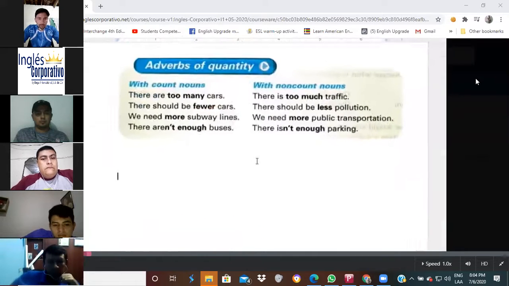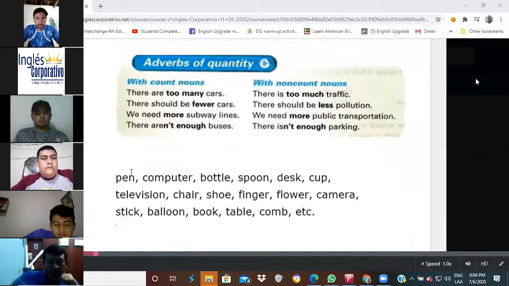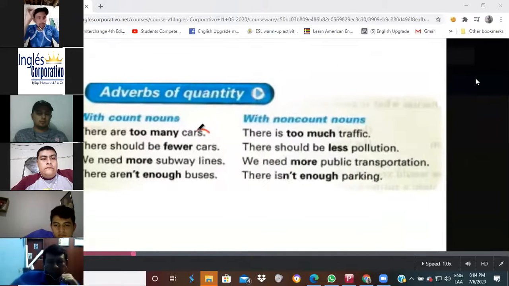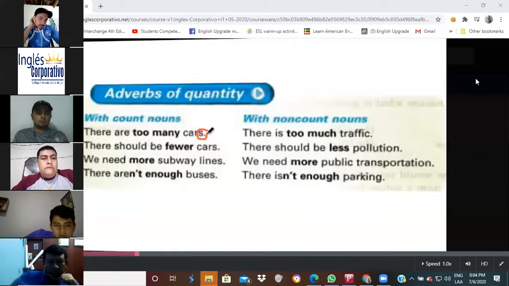Let me give you an example of other nouns that we can easily count. For example, we can count things like a pen, computer, bottle, spoon, desk, a cup, a television, a chair, shoe, a finger, flower, camera, stick, balloon, book, table, etc. Another thing that I would like to mention about count nouns is that we can easily change these count nouns into plurals by simply adding an S.